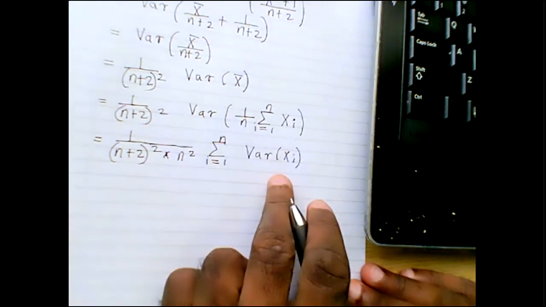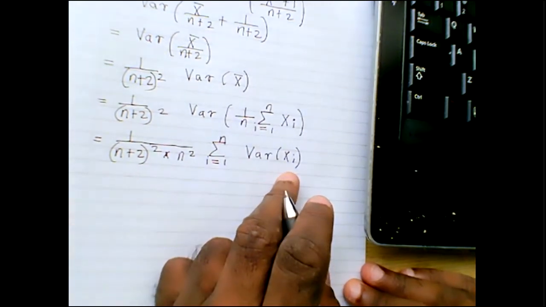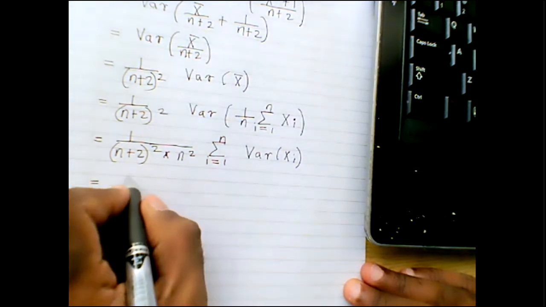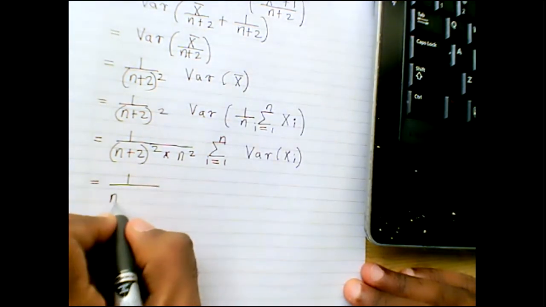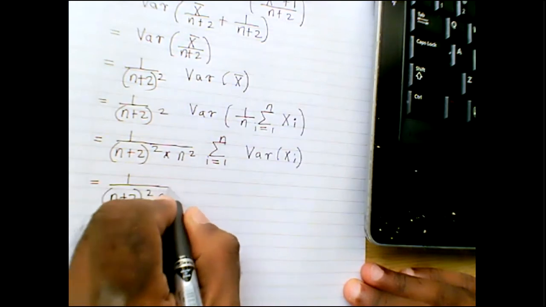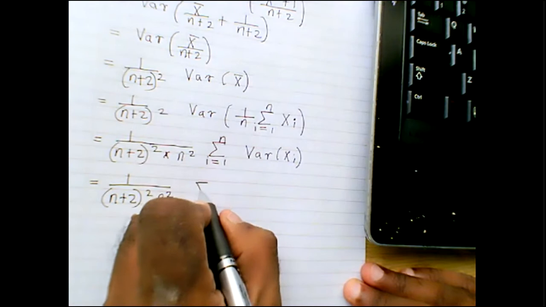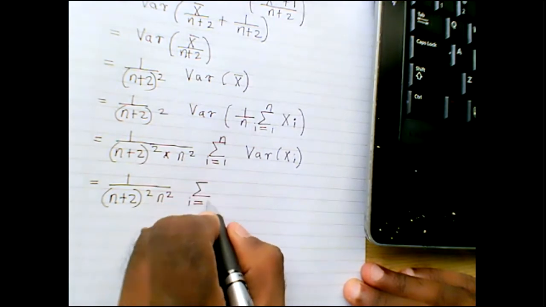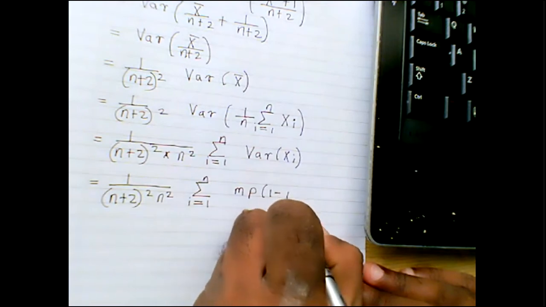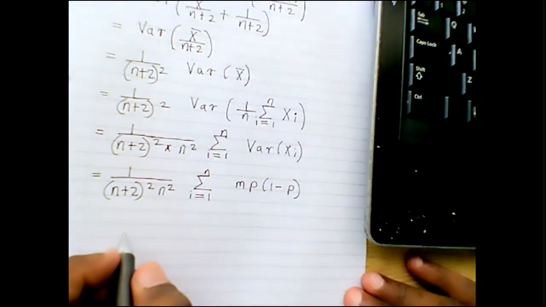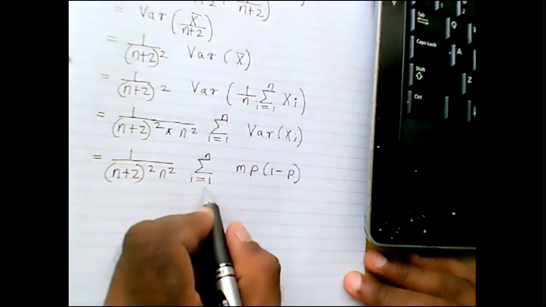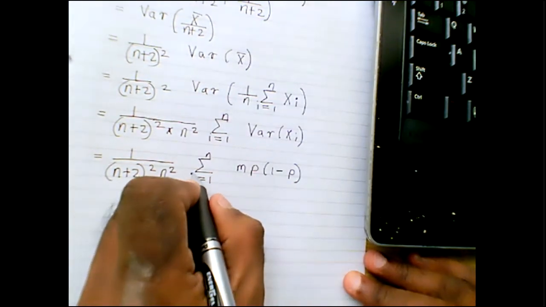Now remember, xi is a binomial variable with parameters n and p. I'm sure you know from probability 1 that the variance of a binomial is np times 1 minus p. All right. Now this is a constant with respect to i, right?